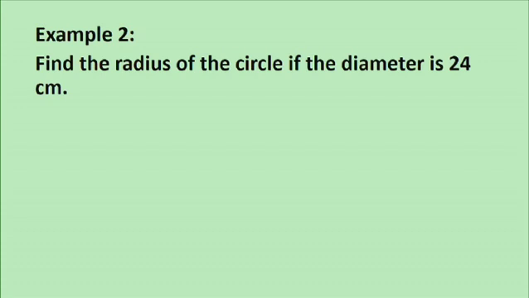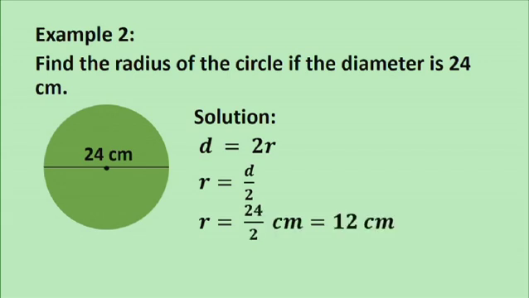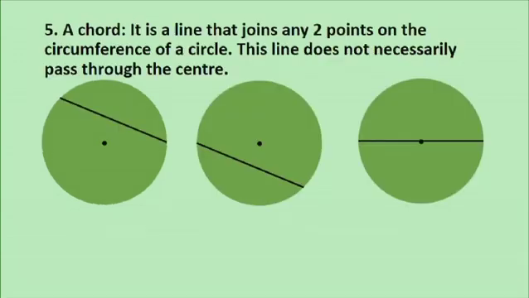Let's have a look at example 2. Find the radius of the circle if the diameter is 24 centimeters. Using the formula d = 2r, r will be equal to d divided by 2. Substituting the value of d in this formula, we are going to get 24 divided by 2 is equal to 12 centimeters. Therefore, the radius of the circle is 12 centimeters.